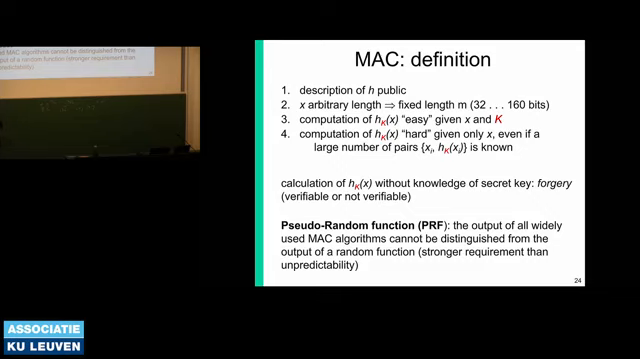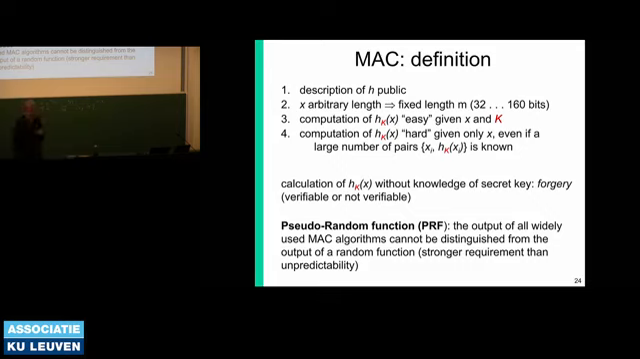So if you have the key, it's easy to compute. If you don't have the key, you can't predict it. Even if you look at many inputs and outputs, if you don't know the key and I give you a new input, you can't predict what the output will be. So it's an unpredictable function. That's what it is. If you manage to do this, we call this a forgery: you produce a MAC value for a new input.